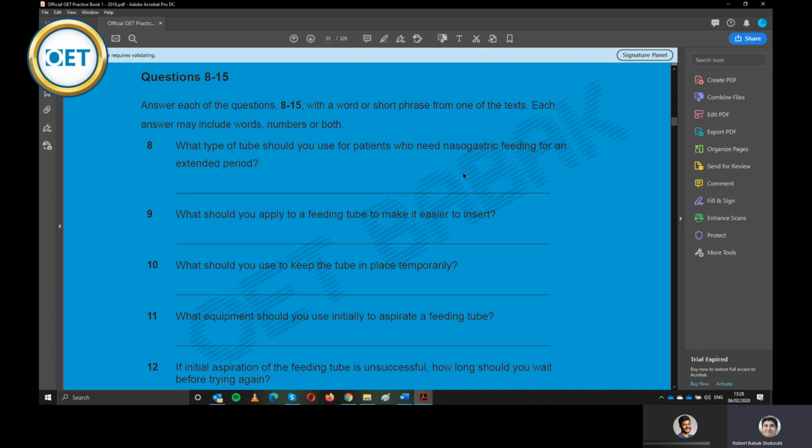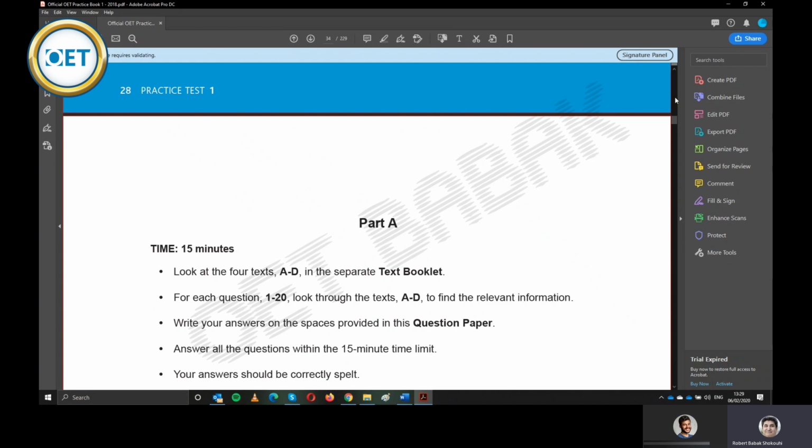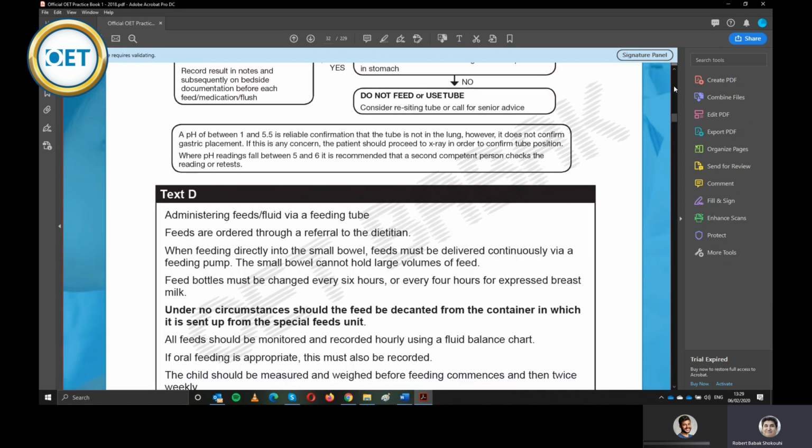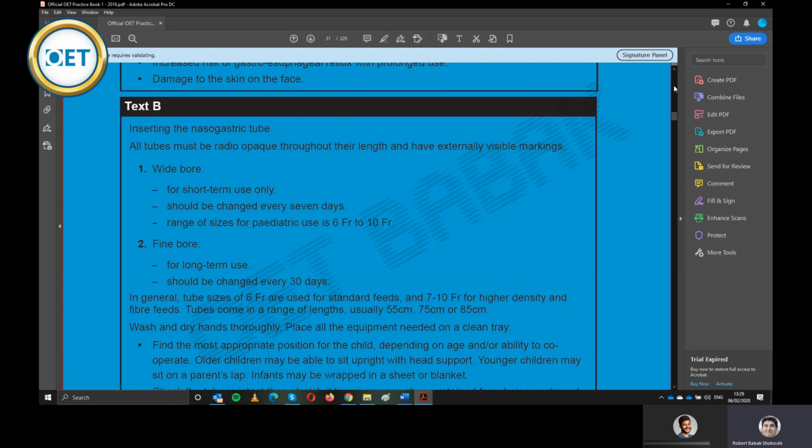After you have done that, let's see how we can answer these questions, and let's see if it is easier. What type of tube should you use for patients who need NG feeding for an extended period? Do we need to read? It's surely in part two, part B. Okay, so we know where it is. For long-term use, the fine bore. The answer is fine bore.